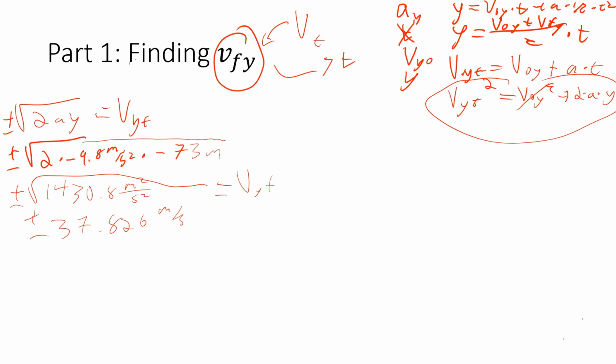And in case you don't know why it went from meters squared per second squared to meters per second, it's because if you take a square root of a number with units, the units are square rooted. If you square a number with units, it's the units squared. So in this case, it would suddenly be meters per second. And we know that it has to be minus in this case, since the acceleration is negative, since it's due to gravity. So Vy final equals negative 37.826.